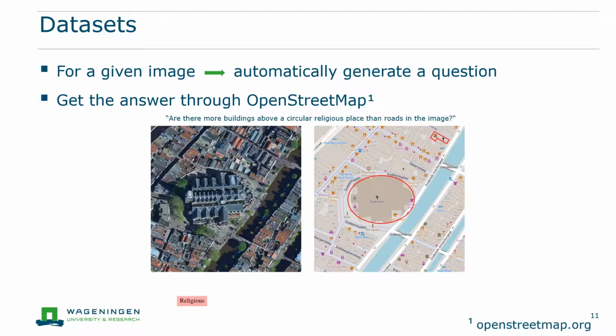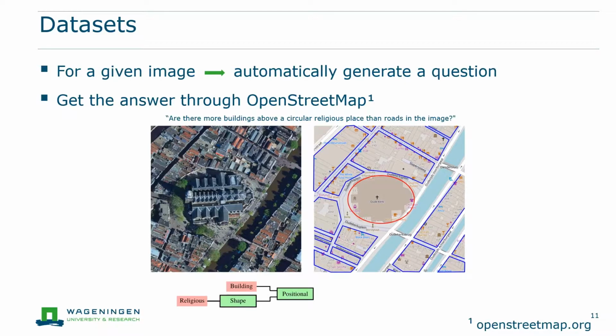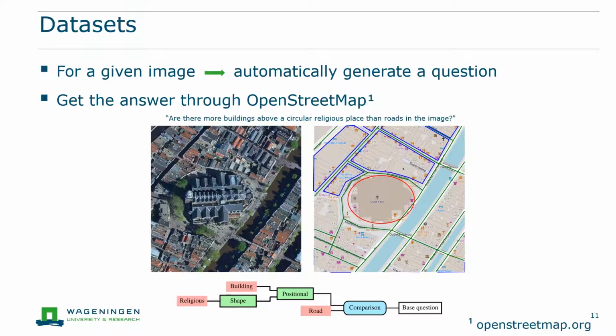The first element is religious places, and there are two, highlighted in red on the map. Then we are interested in the shape of these places, in this case circular. We want to compare two numbers. Buildings which are above, so we first retrieve the buildings, and then select those north of the religious place. Finally, we can compare the number to the number of roads in the database and get the answer to our question.